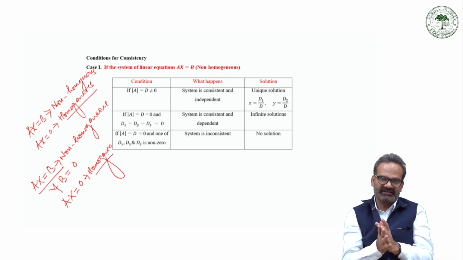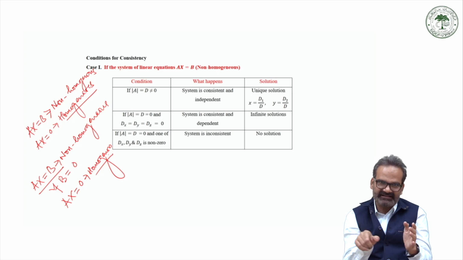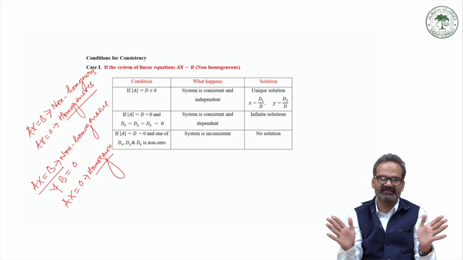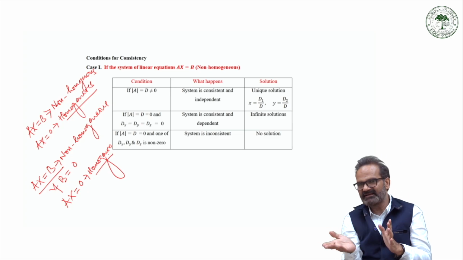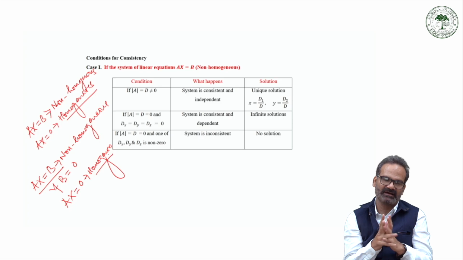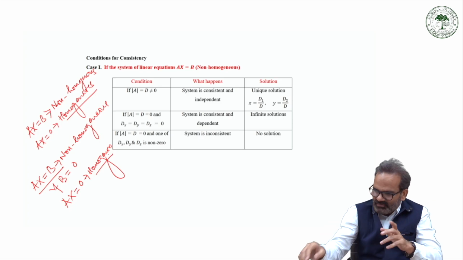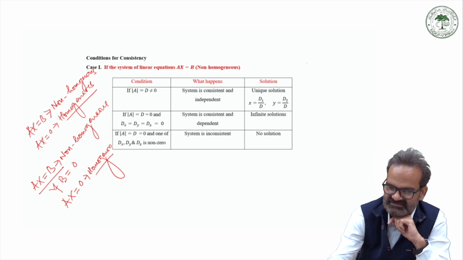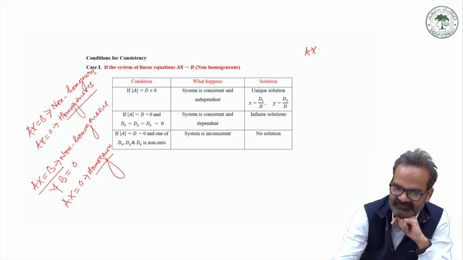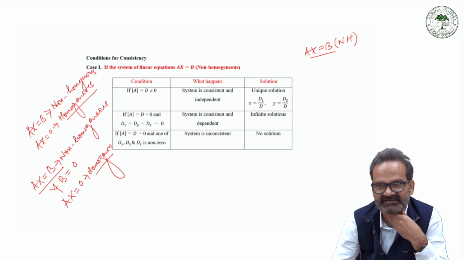AX equals to B itself is known as a non-homogeneous system of linear equations. If the right hand side, that is B, is identically 0, meaning all the terms in the right hand side of any system of equations are identically 0, then the system is called homogeneous. So let us take the first condition: if the system of linear equations AX equals to B, meaning the system is non-homogeneous, NH. NH means non-homogeneous.